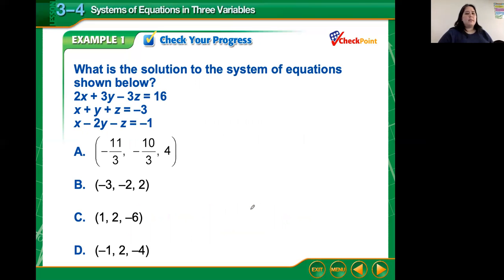So here we have 2x plus 3y minus 3z equals 16, x plus y plus z equals negative 3, and x minus 2y minus z equals negative 1. Probably the easiest variable to eliminate again is z. So we're going to add the first 2 equations.